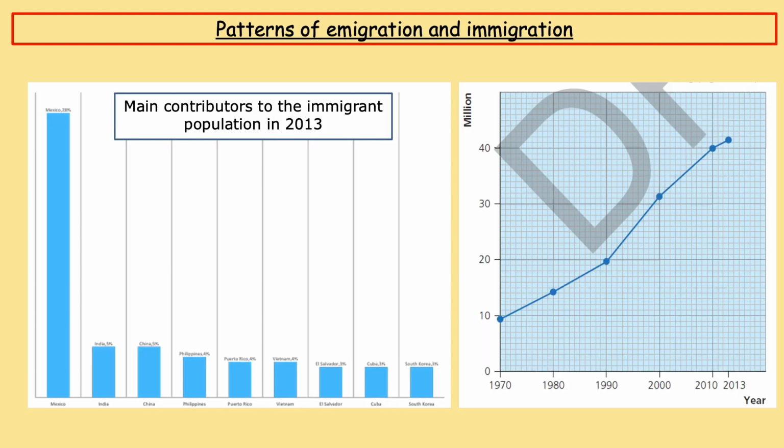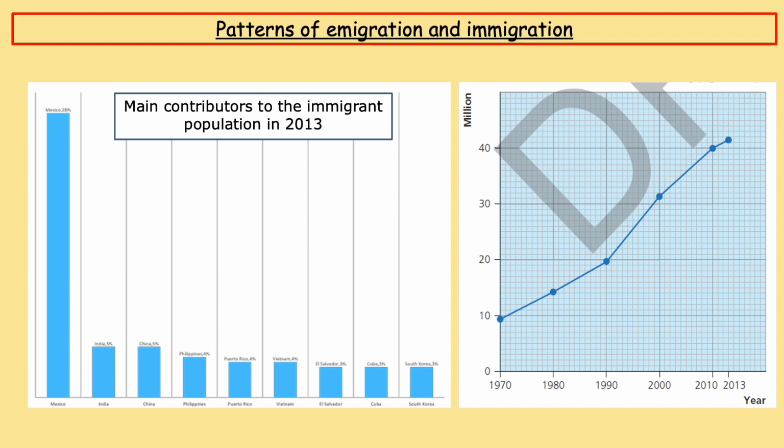The first thing we're going to look at then is the patterns of emigration and immigration in the US. On your worksheet, once you've heard me talk about the features and the patterns, I'd like you to summarise into at least 4 bullet points the key features of USA migration. So here I have got 2 different graphs. The first one on the left shows the main contributors to the immigrant population in the USA.